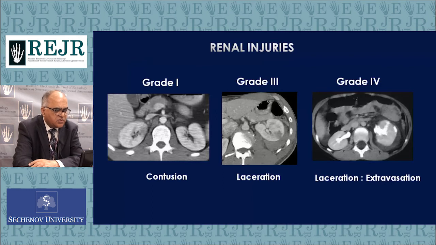Few images of the renal trauma. There is a contusion on the right kidney. We can see there is a laceration in the left kidney associated with perirenal hematoma. This is a grade 3 injury, then grade 4 injury in which there is extravasation of contrast from the collecting system to the perirenal space.